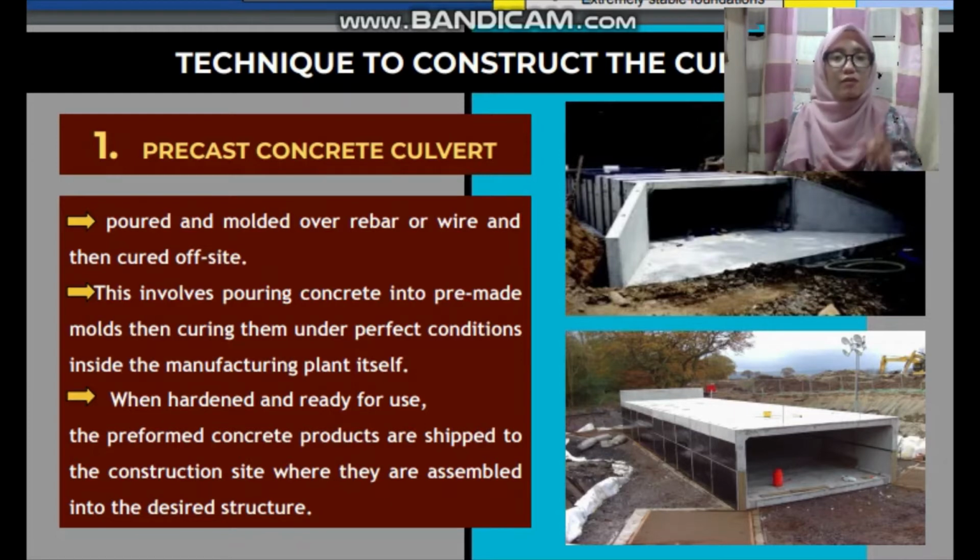Okay, there are two techniques to construct the culvert, which is for the first is precast concrete culvert and in situ concrete culvert. Okay, first we go to the precast concrete culvert. Precast concrete culvert is poured and molded over rebar or wire and then cured off-site. This involves pouring concrete into pre-made mold and then curing them under perfect condition inside the manufacturing plant itself. When it's hardened and ready for use, the preformed concrete products are shipped to the construction site where they are assembled into the desired structure.